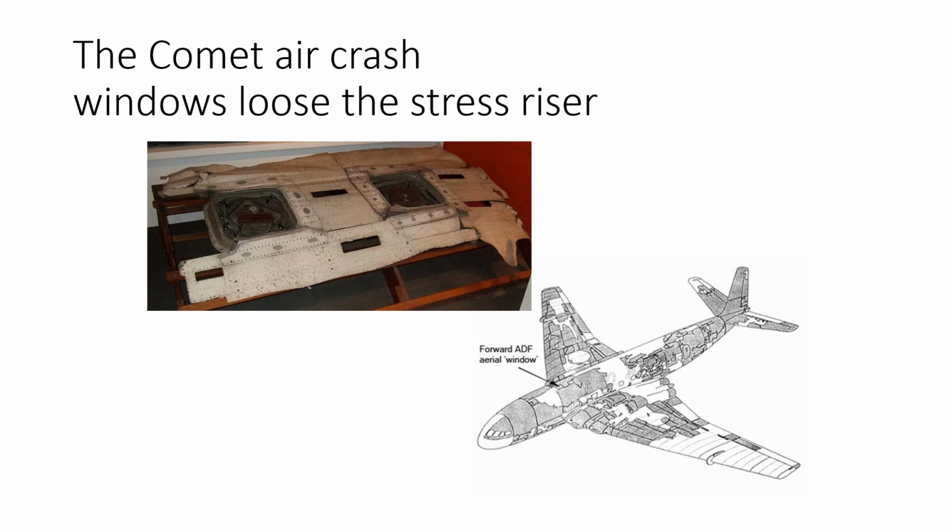Mechanical failure can have catastrophic consequences in certain environments, particularly in the aircraft industry. These small aerial windows that were built into the Comet aeroplane were very square, and as a result they had stress risers. Under load, they produced a fatigue failure that was catastrophic for the aircraft.